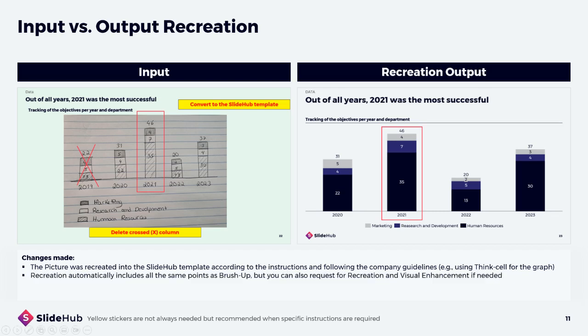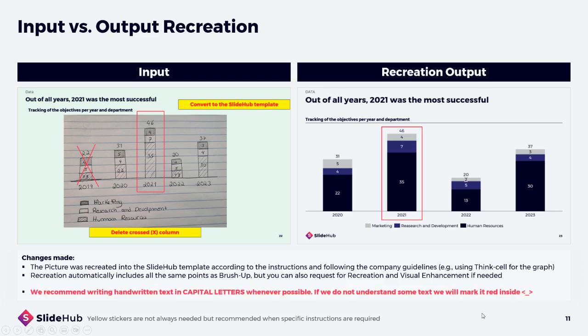Recreation automatically includes all the same points as brush up, so you can see that this slide was brushed up following the company rules. So we have lines for the headings, we are using the company colors, and everything is matching the company style. But you can also request recreation and visual enhancement if needed. So if you would like this slide to be visually enhanced, you can also ask for that in particular. But as a standard, all recreations already include brush up.